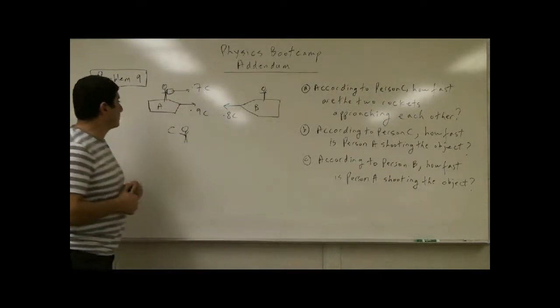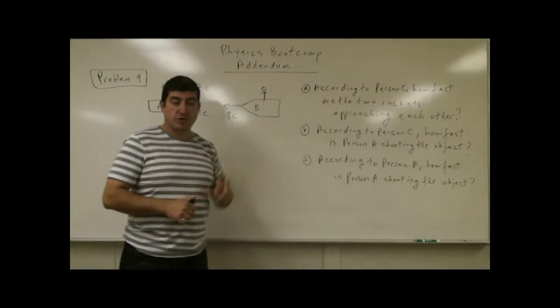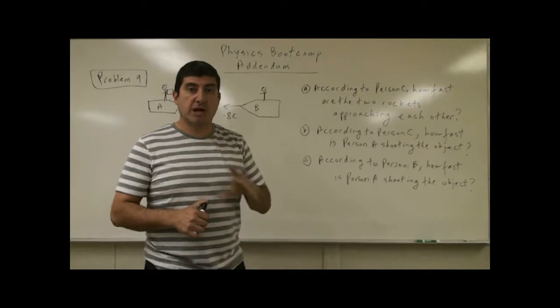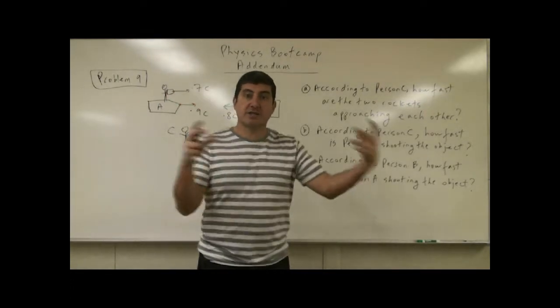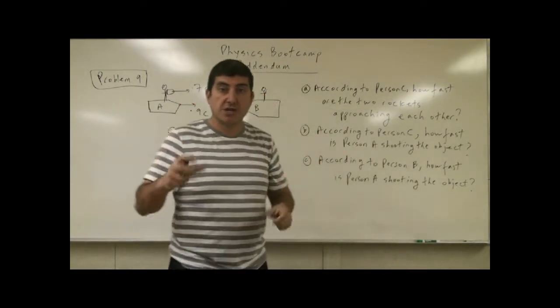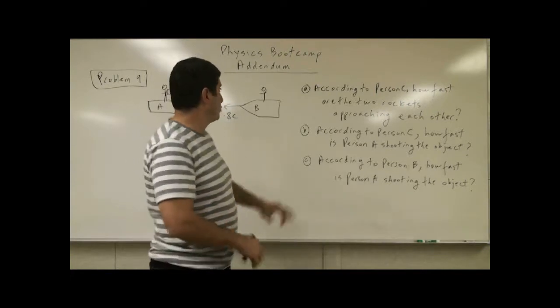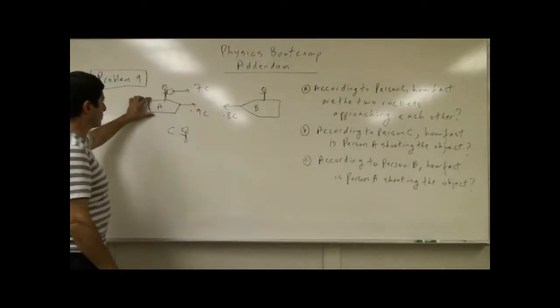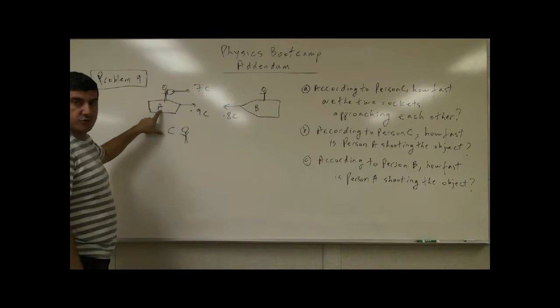Now come to problem number 9. This is also a relativity problem, and it has to do with the topic of relative velocities, how velocities add up in reference frames from a relativistic point of view. So we have here a rocket going to the right. We're calling it rocket A.